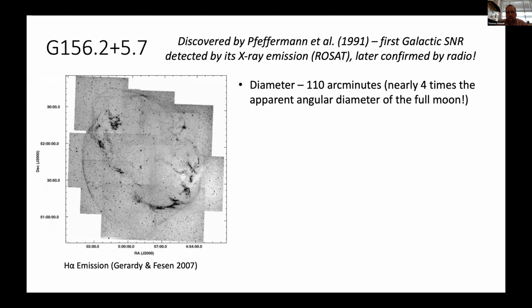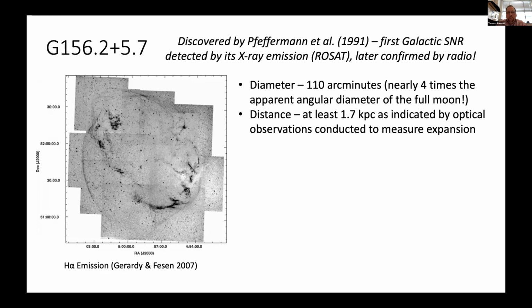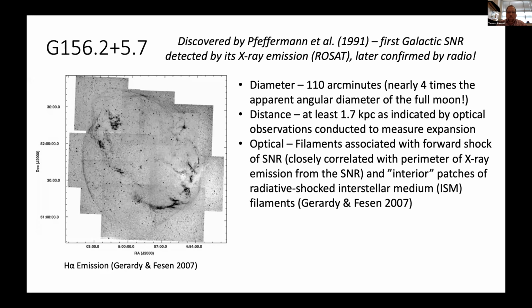It's enormous on the sky, 110 arcminutes. So you're looking at nearly 4 times the angular diameter of the full moon. The distance of this remnant has been a source of some controversy. It was once argued that the remnant may be as close as 300 parsecs, based on an absorption feature seen toward its southern rim, which I'll be discussing shortly. But the more recent analysis has really established that it must be at least 1.7 kiloparsecs, based on direct observations of proper motion expansion.